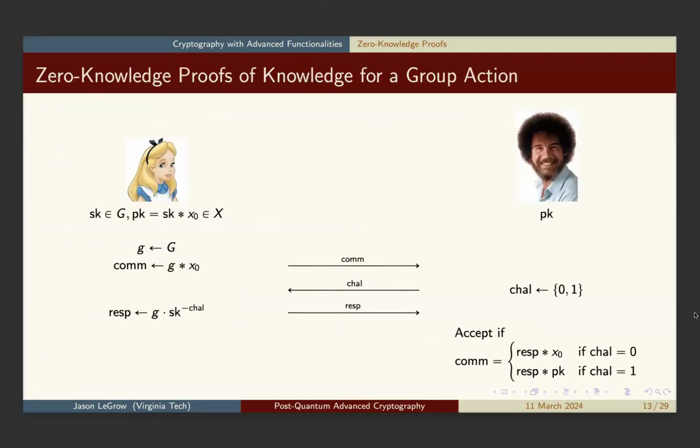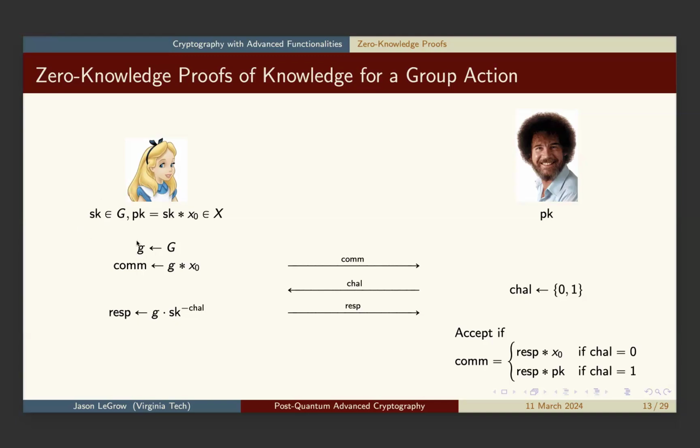Okay. But it turns out you can still make zero knowledge proofs of knowledge in the group action setting. And hopefully this is relatively comprehensible. So my Alice, again, she's got her secret key. She's got her public key as I described it. So you take the secret key, you act it on some fixed thing. Bob has the public key. He wants to be convinced that Alice knows the secret key. So what's going to happen?